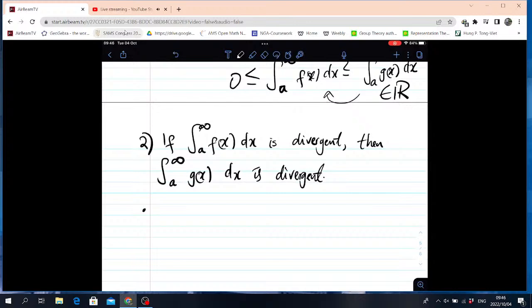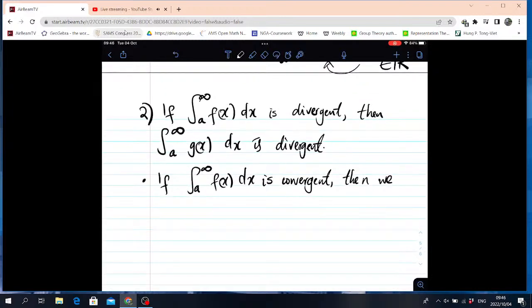So what we need to note in these two cases is, if the integral from a to infinity of f of x dx is convergent, then we don't know anything about what happens to the other integral. Then we can't say anything about the integral from a to infinity of g of x dx.